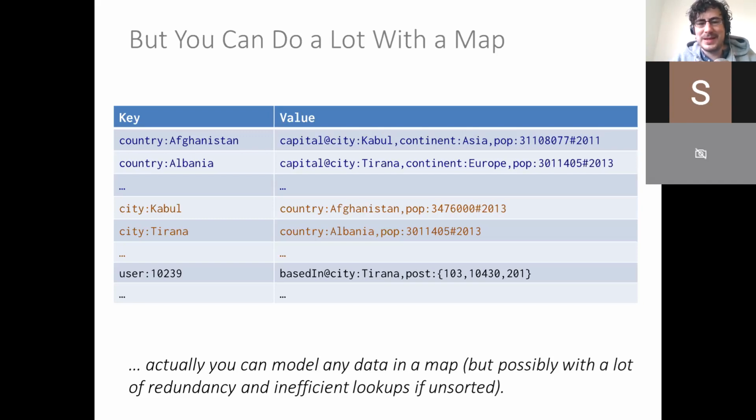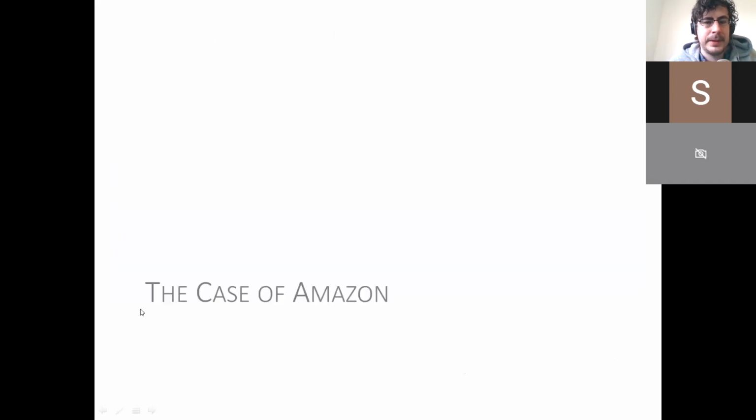So this is almost like a lower level data structure that you would use for optimizing relational databases as well. You can model pretty much any data in a map, but it's not necessarily the case that the data will be in a normalized form or free of redundancy, right? But it's still sufficient for many applications to have something like a map.